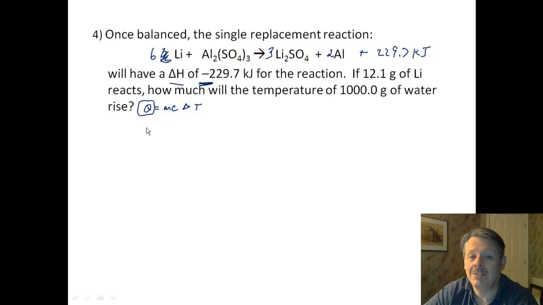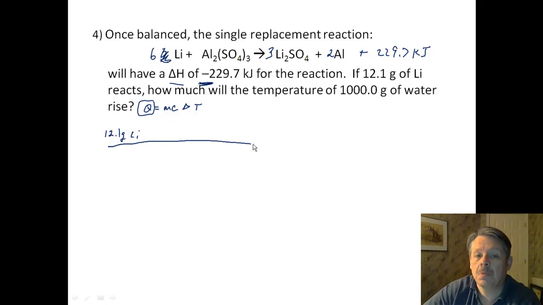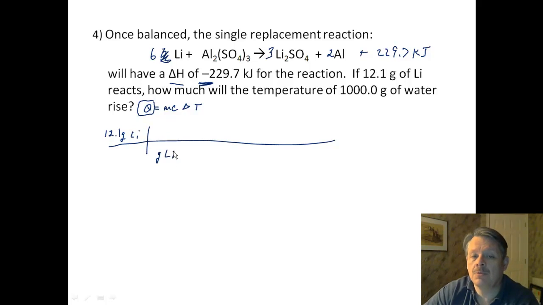Well, how do you figure out the number of joules? Well, we're given this equation up here, and we can figure out kilojoules. From that, we can get joules. So let's do that. We have 12.1 grams of lithium, and we're going from grams of lithium to moles of lithium. And then from moles of lithium, we can go to kilojoules of energy.